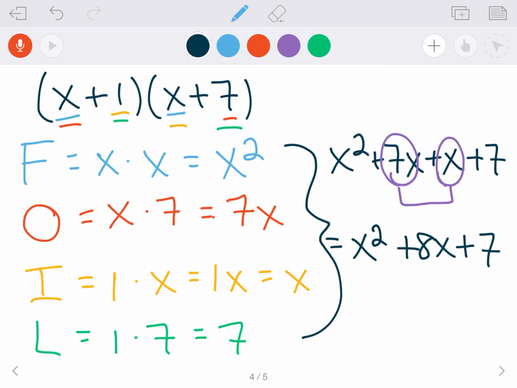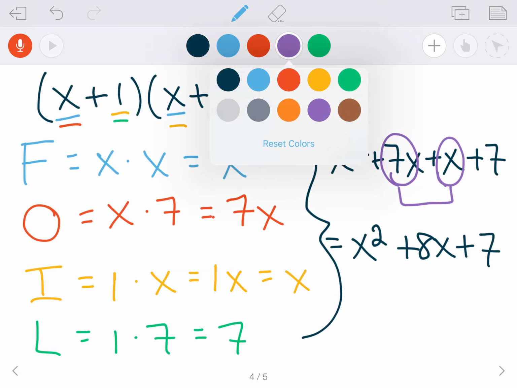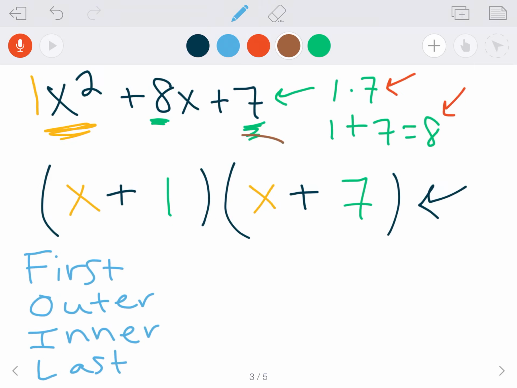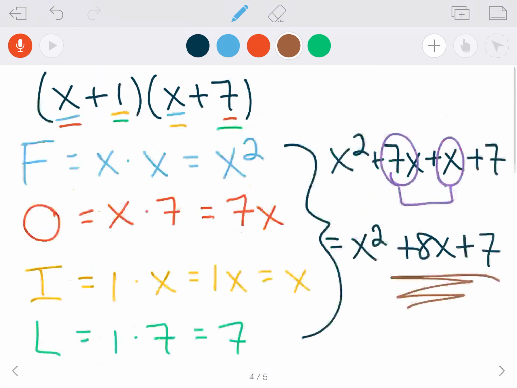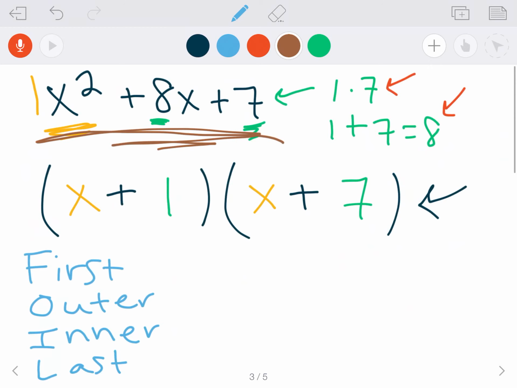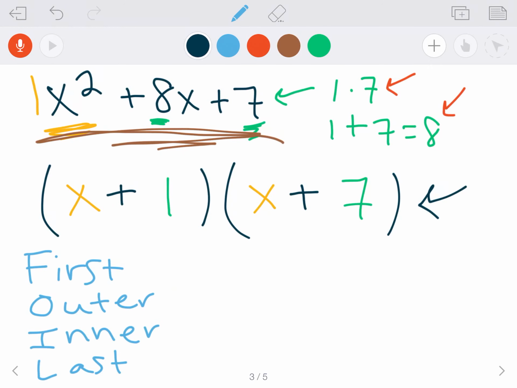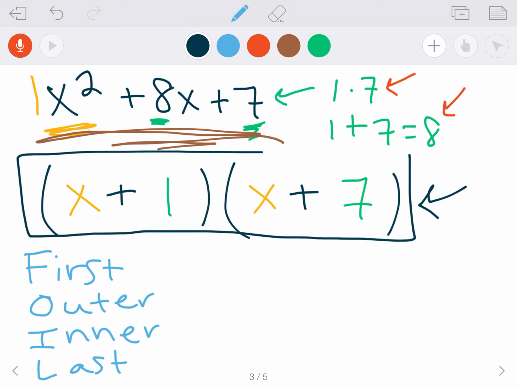Okay, does this expression that we just found right here match our original expression right here? Let's see, let's compare. Looks good to me. It looks like they match. So therefore, we know that this factoring right here is the correct factoring, and that would be the answer to this problem.